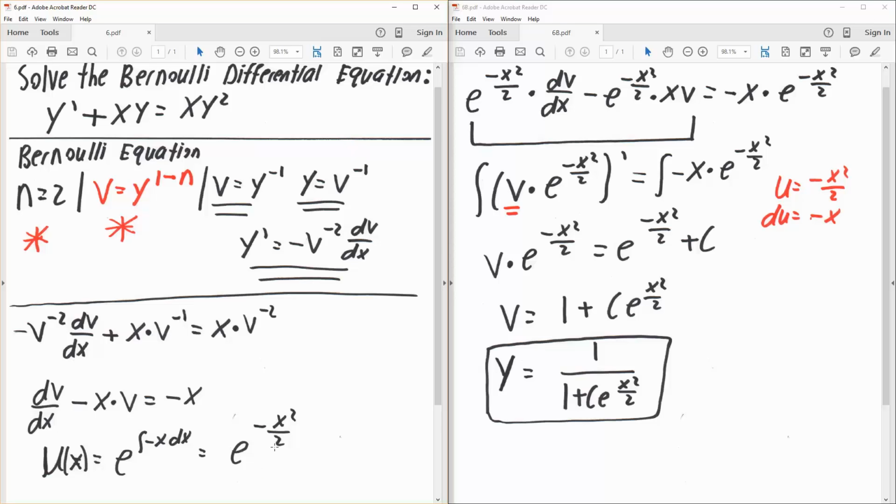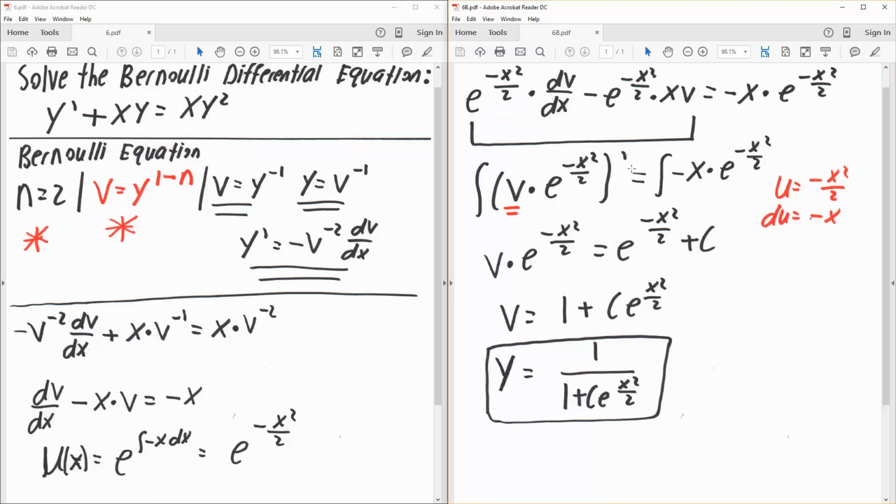And so the next step will be to multiply our integrating factor by our standard linear form. So we would have e raised to negative x squared divided by 2 times dv over dx minus e raised to negative x squared divided by 2 times x times v is equal to negative x times e raised to negative x squared divided by 2. And so when we have it in this form, it will always be the integral, parentheses, we take v, we multiply it by this term.